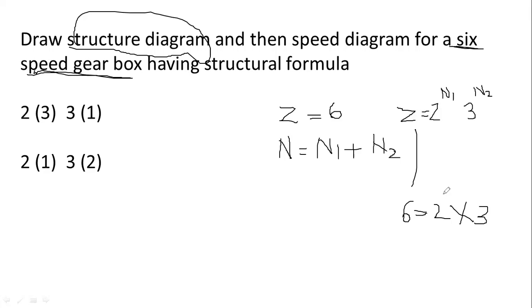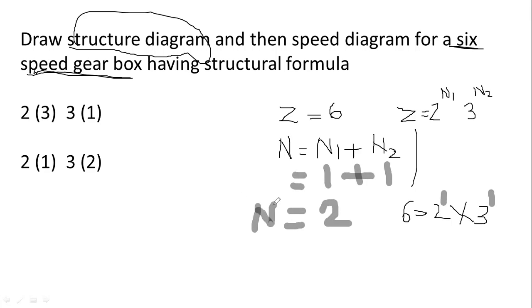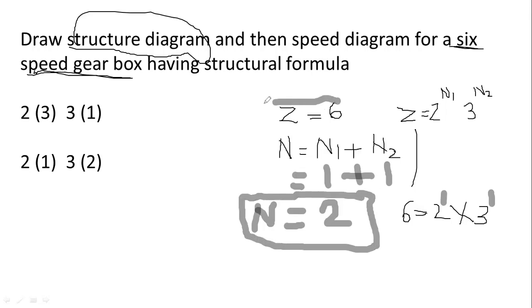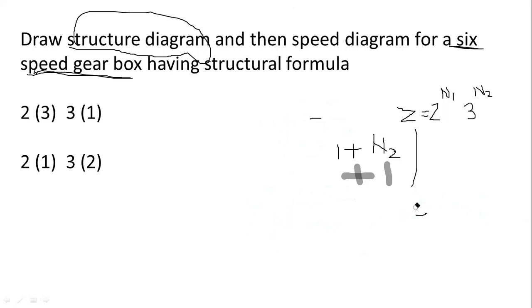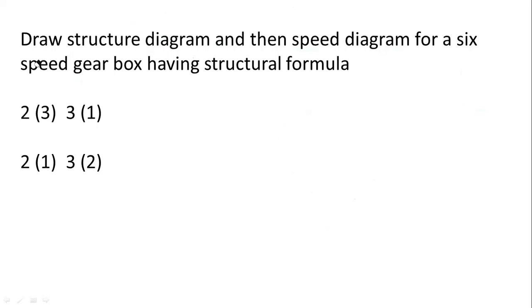Now you can see I have 2 once and 3 once, right? So n1 is 1 and n2 is also 1. So 1 plus 1 is going to be 2. So the number of stages for this gearbox is going to be 2 and the number of speeds is going to be 6. So for this, first we are going to draw the diagram. Let us start with that. We have found out n, we have found out Z. Now on the basis of that, we are going to draw the structure diagram.